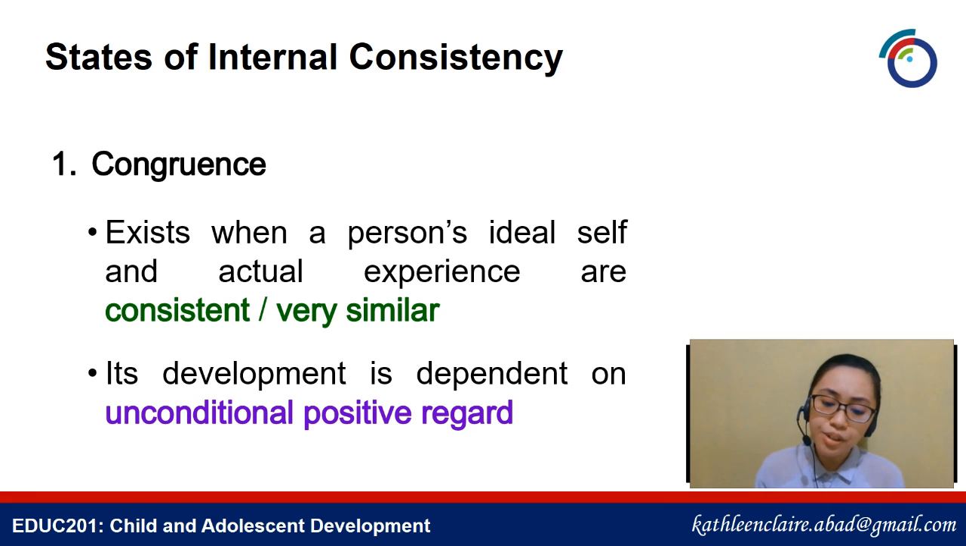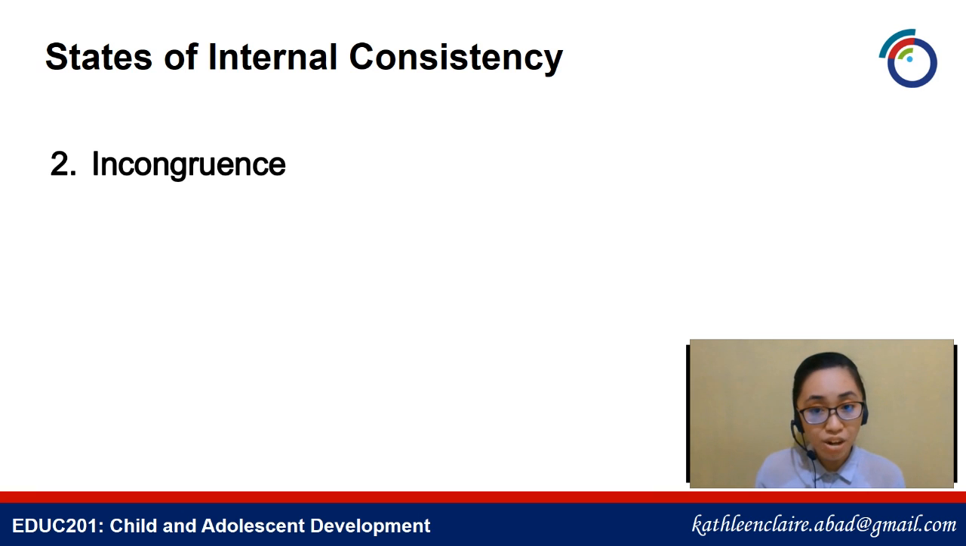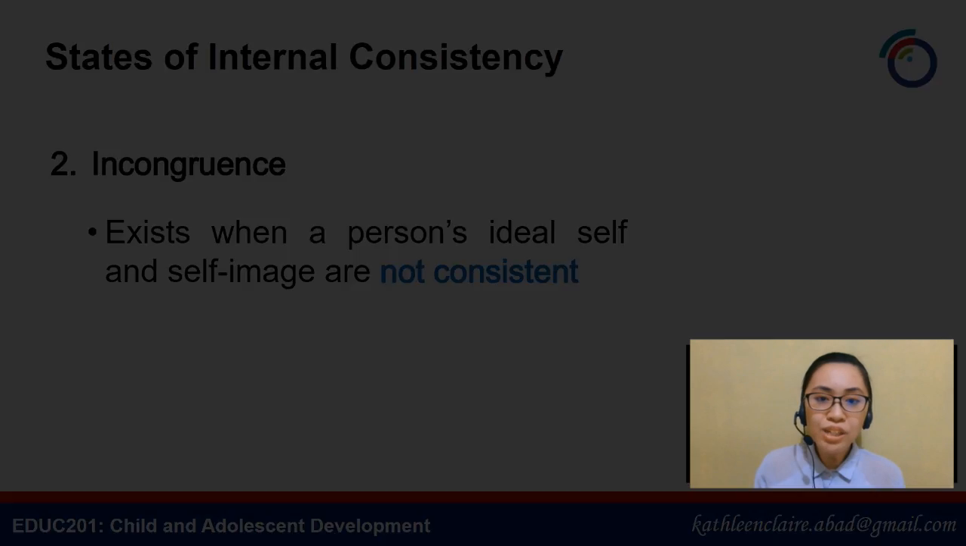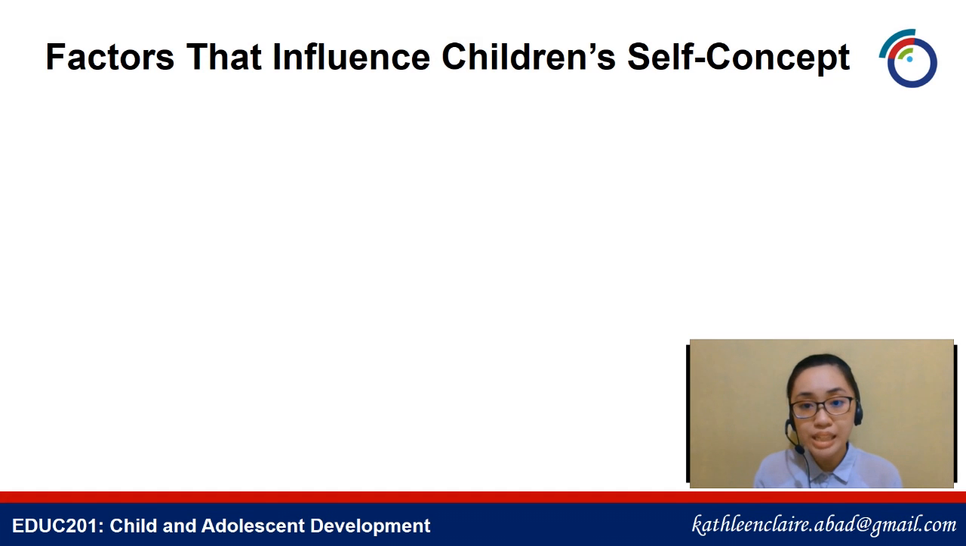Alright? So now, ano naman yung incongruence? Siyempre, ito yung opposite of congruence. So, this exists naman when a person's ideal self and self-image are not consistent. We have to remember na lahat naman ng tao experience a certain amount of incongruence. Kasi again, hindi naman ideal ang state ng ating mundo. And hindi naman tayo perfecto that we can achieve what we want to in the time frame that we set. Okay? Madaming factors to consider. So, it is perfectly normal if we experience a certain amount of incongruence. Alright? So now, punta naman tayo sa factors that influence children's self-concept.